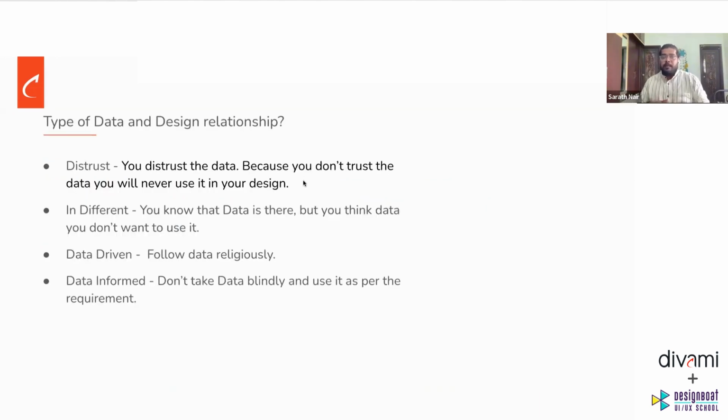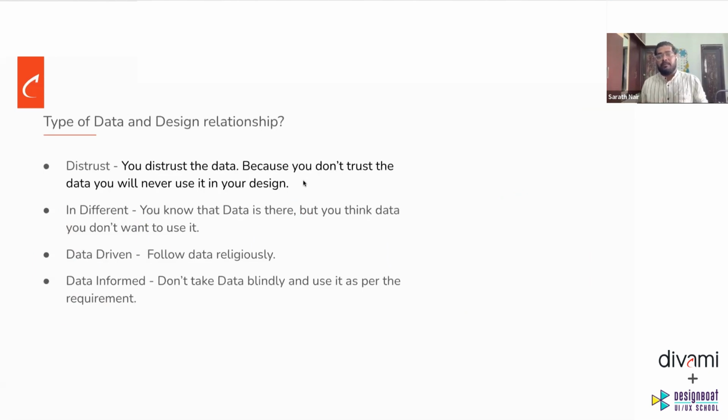Now, coming to the types of data and design relationship. When we say data and design relationships, what I'm trying to emphasize here is that, in order to understand the data and design relationship, I have categorized them into 4 types. First is the distrust relationship. This is basically you don't trust the data. Because you don't trust the data, you will never use it in your design. That is the thinking which you tend to have. If you don't trust the data, you will not be comfortable using that data in your design.